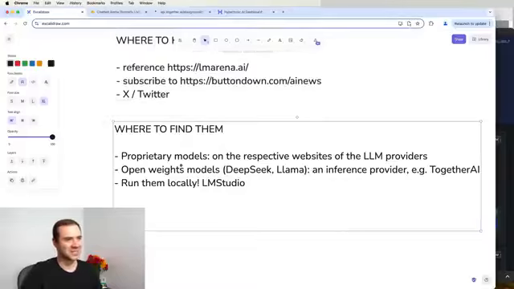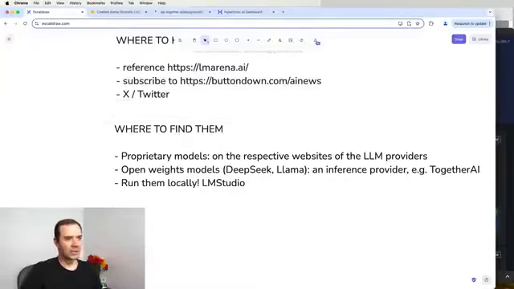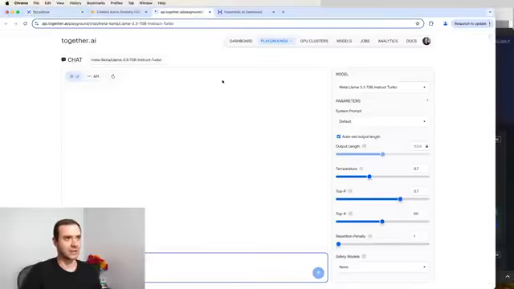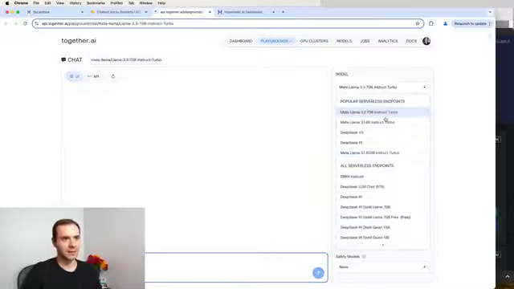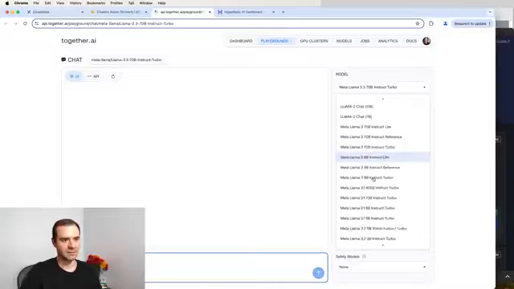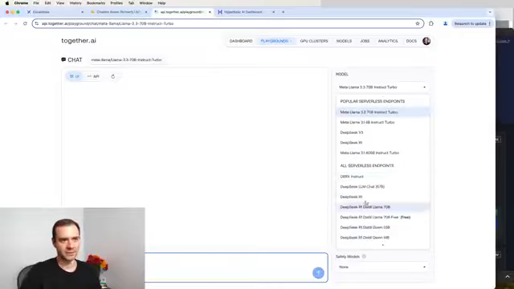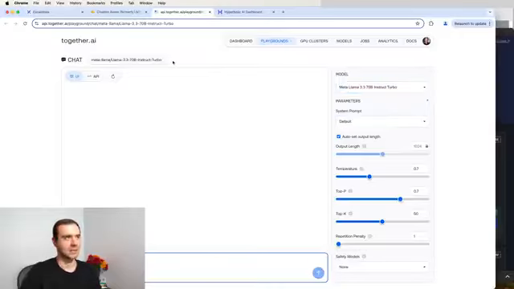No one does. For the open weights models like DeepSeek, Llama, etc., you have to go to some kind of an inference provider of LLMs. So my favorite one is together.ai, and I showed you that when you go to the playground of together.ai, then you can pick lots of different models, and all of these are open models of different types, and you can talk to them here as an example.